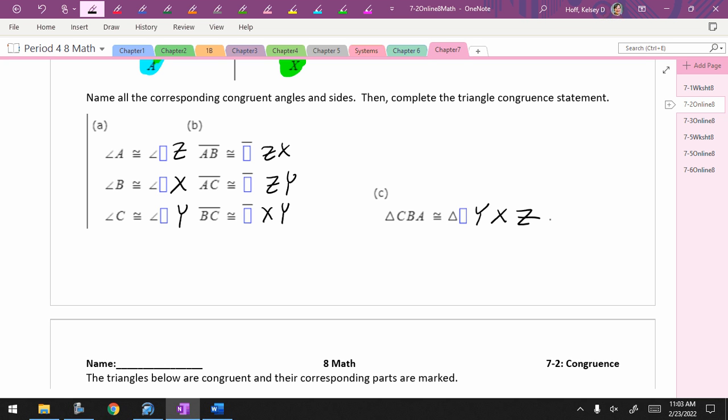Flip it over. Try that one on your own. Wait, how'd you get that last one? So I just replaced each letter. C was a Y. So just like C becomes Y, B becomes X, A becomes Z. So it has to be exact. Correct. Yep. If you wrote X, Y, Z, they'll count it wrong. Just pay attention to your order.